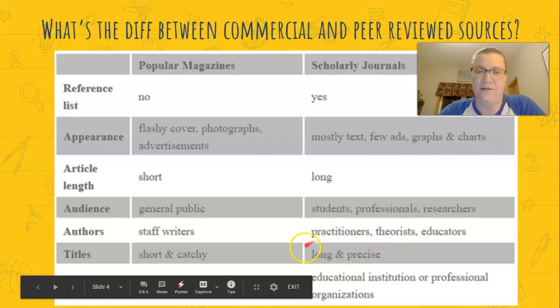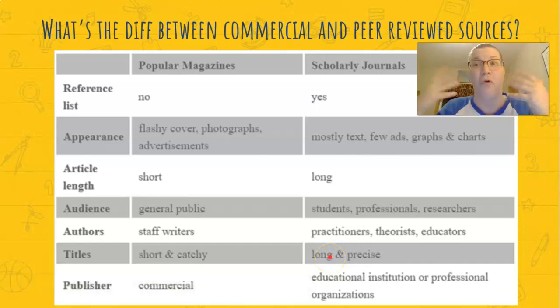The titles are typically long and pretty specific. They're not going to be catchy. They're not going to be things that roll off the tongue and that are fun to say. And the publisher at the bottom there says educational institution or professional organization. That means that they're not intended to make money.